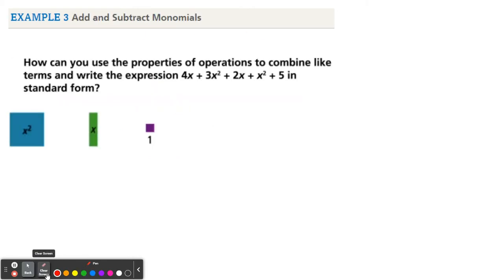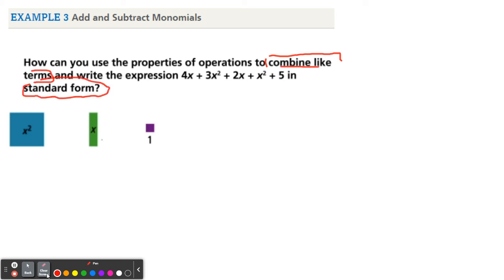And last but not least in this video, example 3, how can we add or subtract monomials? So how can you use properties of operation to combine the like terms and write this expression in standard form? So we are going to combine our like terms and write it in standard form.